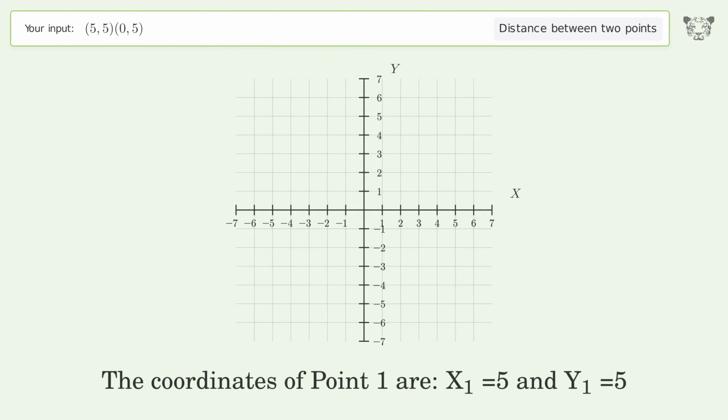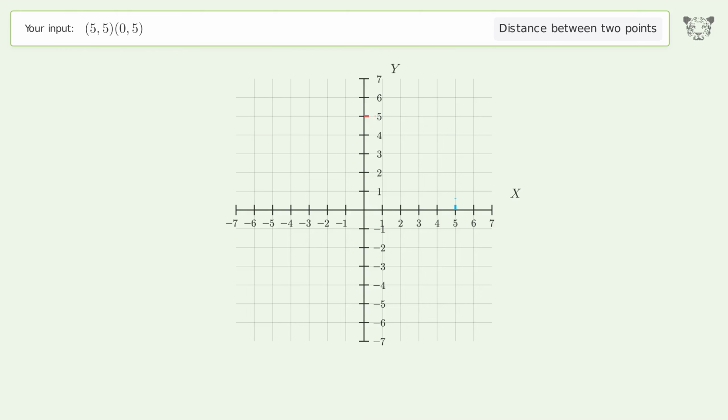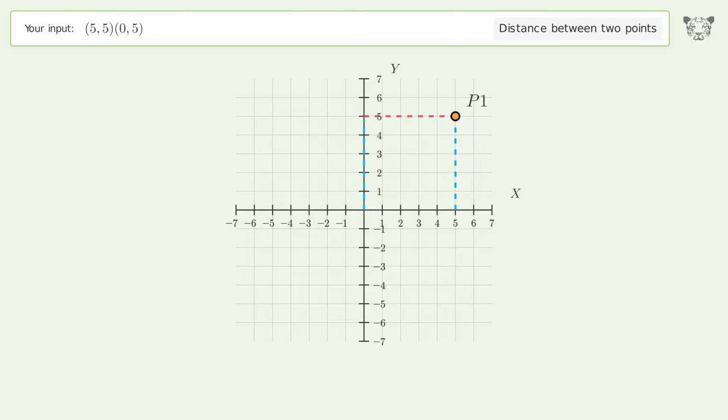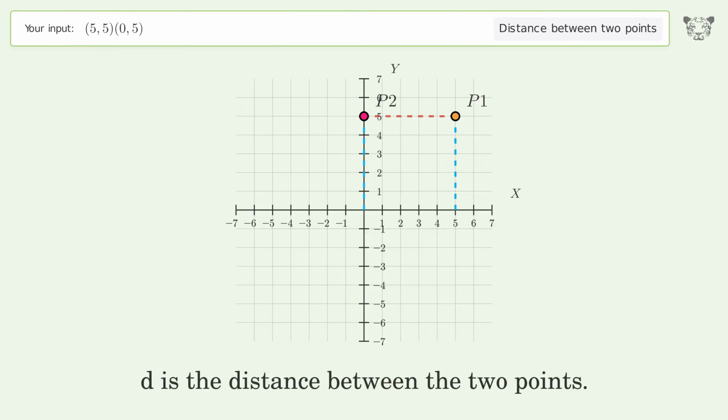The coordinates of point 1 are x1 equals 5 and y1 equals 5. The coordinates of point 2 are x2 equals 0 and y2 equals 5. D is the distance between the 2 points.